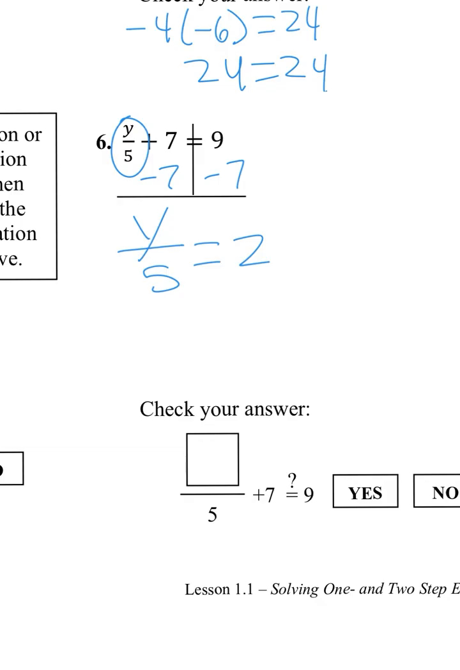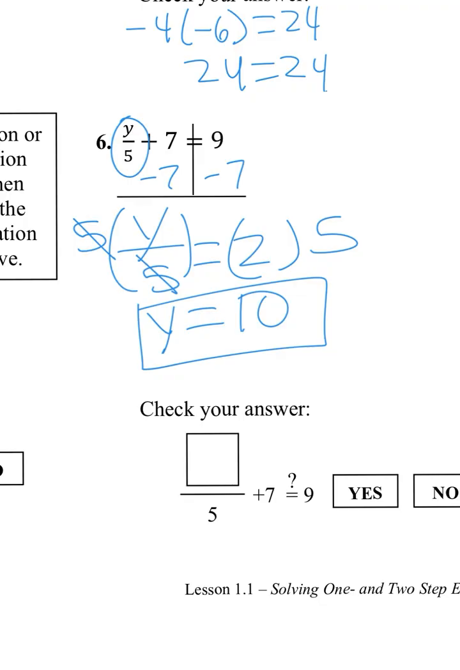And now we're going to get rid of any multiplication or division. So the opposite of dividing by 5 is multiplying by 5. Okay, so multiplying by 5, dividing by 5 cancels out. So y equals, what is 2 times 5? 2 times 5 is 10.